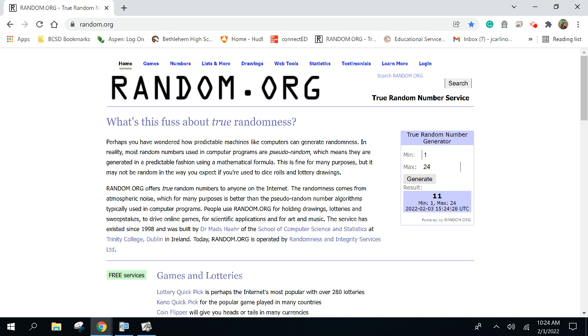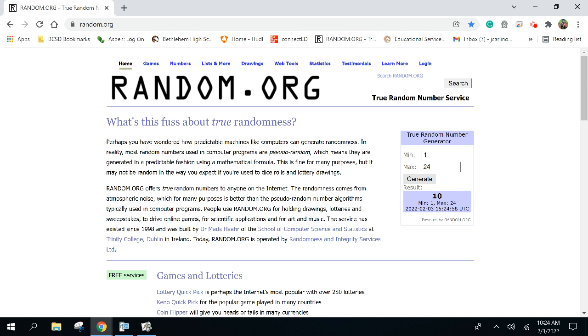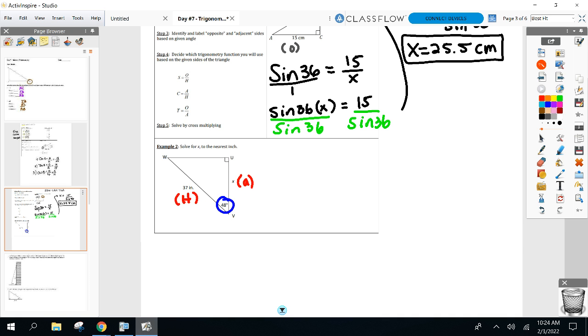X is the adjacent. You got it. What's 37? 37 is the hypotenuse. Perfect. I got adjacent and hypotenuse, everybody. Now I have to figure out which ratio to use. I have adjacent and I have hypotenuse. So I'll use which ratio of the three? Cosine, good. So everyone ready to set it up with me?